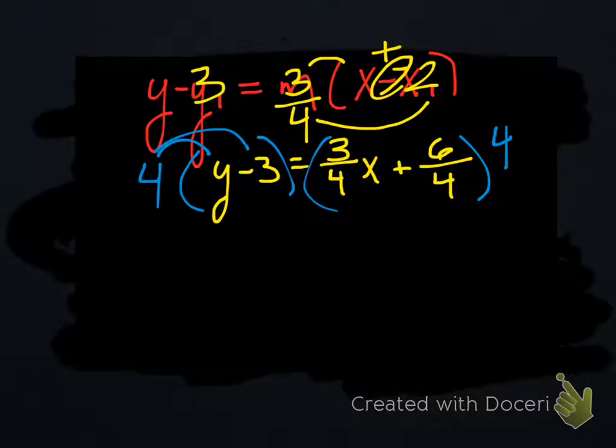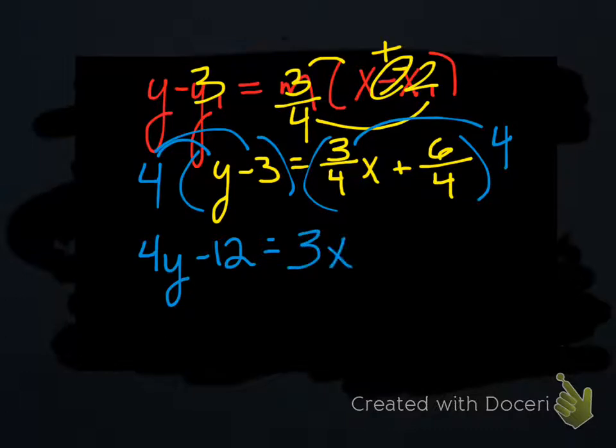Distribute, right? So 4 times y is 4y, no fraction. 4 times a -3 is a -12, no fraction. 4 times 3/4 x is actually 3x. See, this 4 and this 4 will cancel out. 4 into 4, 1, 4 into 4, 1. So all we are left with is the 3 and the x.